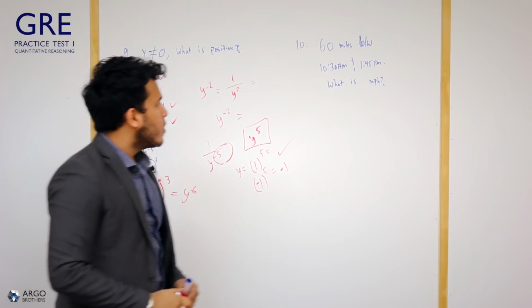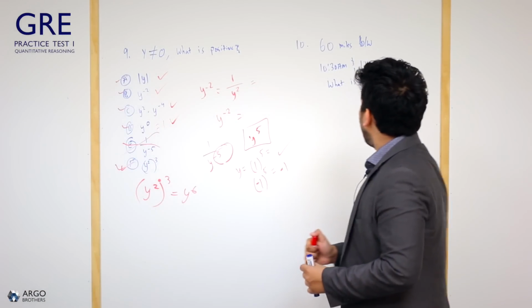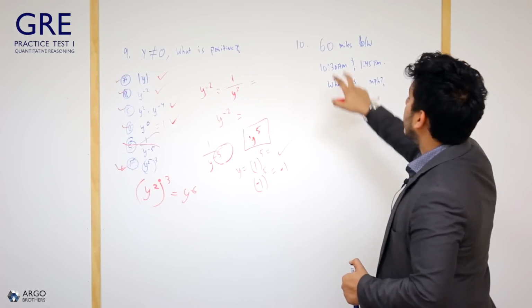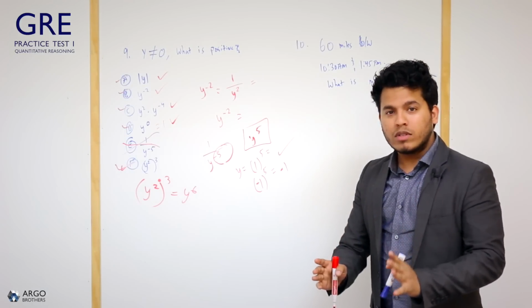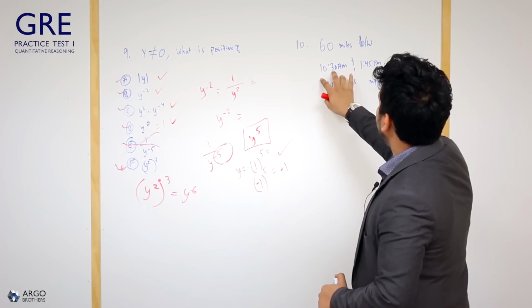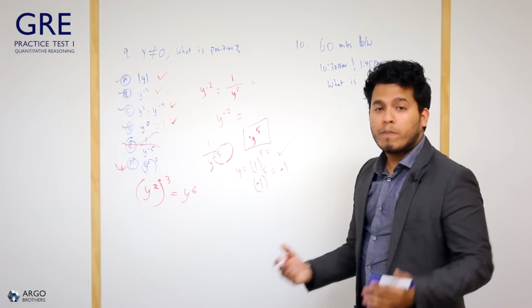Okay? Let's take a look at question number 10. You're going 60 miles an hour between 10:30. Well, not 60 miles an hour, sorry. You're actually just going 60 miles. You just traveled 60 miles between 10:30 a.m. and 1:45 p.m. How many miles per hour are you going?